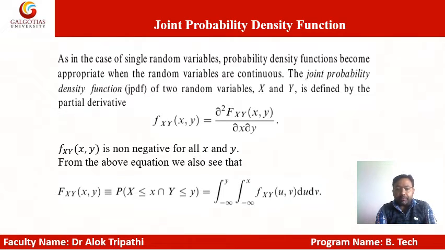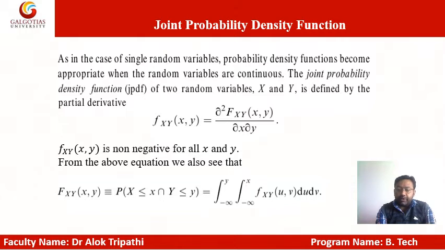Now this joint probability density function will be non-negative for all x and y. So we can derive from the above equation: if we want to find the joint probability distribution function from the joint probability density function, its definition will be capital F_XY(x, y) equal to, as I told you earlier, the probability when X is less than or equal to small x intersection Y is less than or equal to small y.